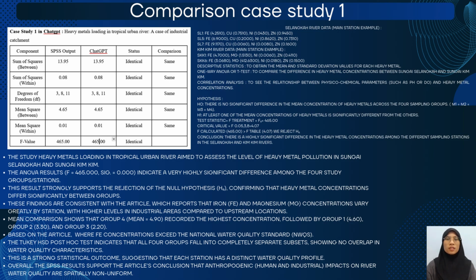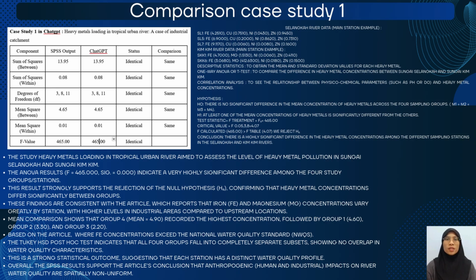For the statistic, F calculated is 465.00, and the critical value F at 0.05 is 4.07. F calculated is 465.00, F table is 4.07. We reject H null.